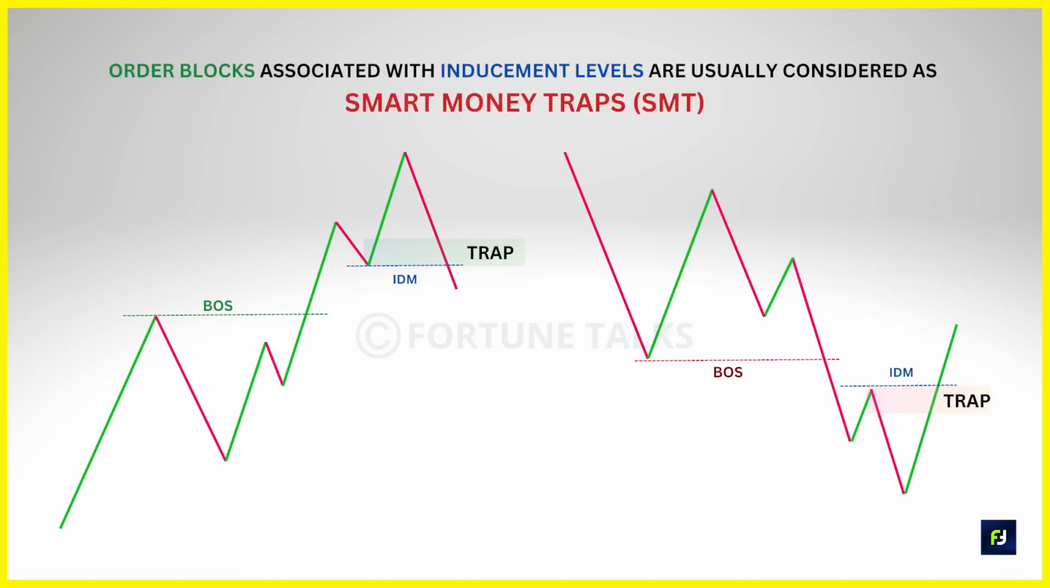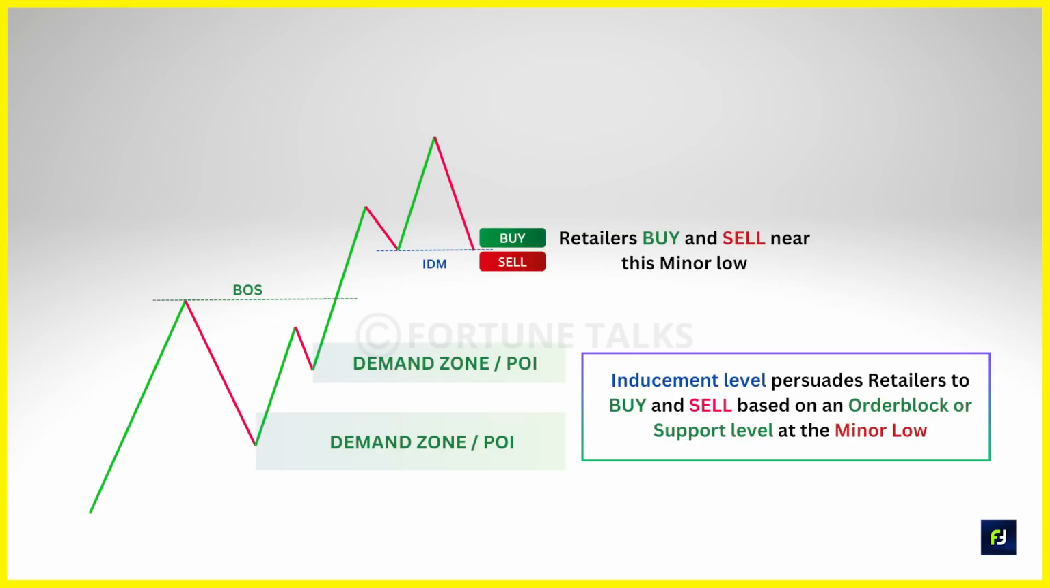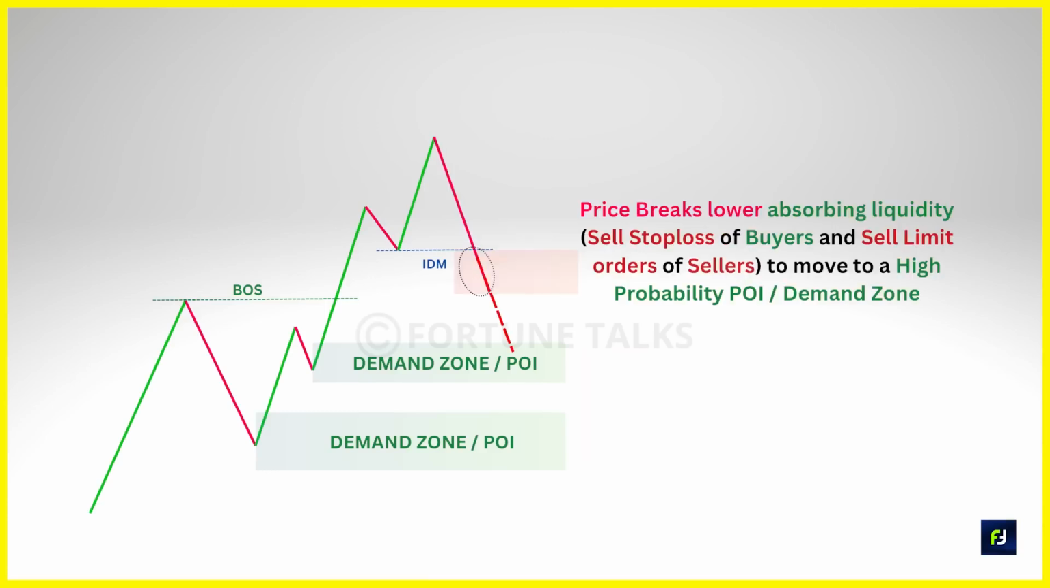The idea is that inducement levels are considered as smart money traps because it induces retail traders to take a short trade from an inducement level which is above the price of interest or demand zone during a bullish market structure, thereby making them to trade in the wrong location as well as in the wrong direction.